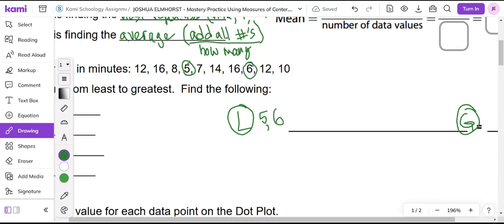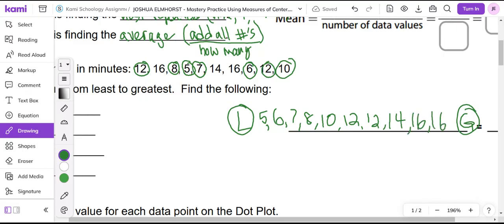Now, I would encourage you to circle the numbers as you're going through in order to keep yourself on track. So 5, 6, 7, 8. There's no 9s. There's a 10. No 11. So we have 12, 12, 14, 16, and there's 2 16s. You have to write both of them in your data set.